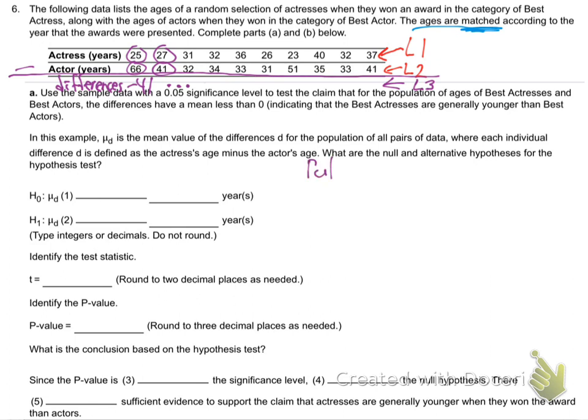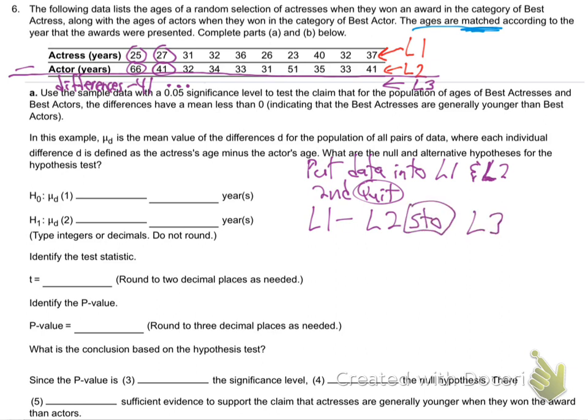So you put data into L1 and L2, and then you go second, quit. You quit the data entry screen. You get the data stored in L1 and L2 at this point. And then you go L1 minus L2 stored into L3. You basically took the L1 minus L2, the difference, right? That's the subtraction between L1 and L2, and you store it in L3 so that L3 will have all these differences.